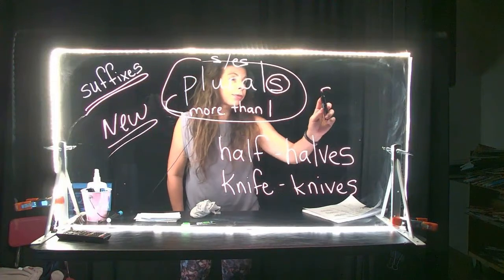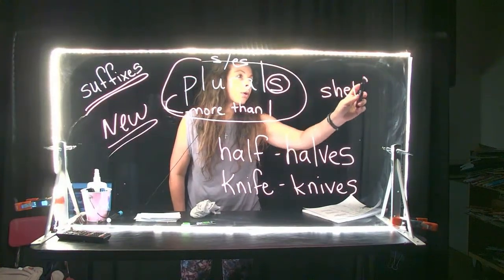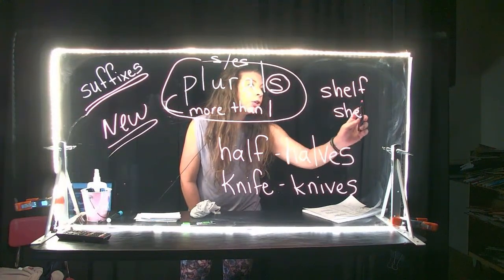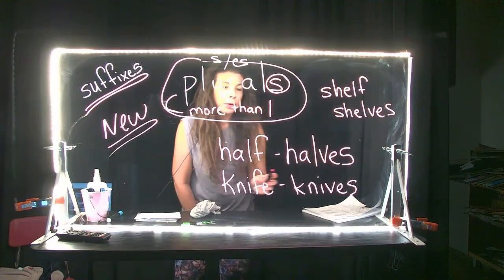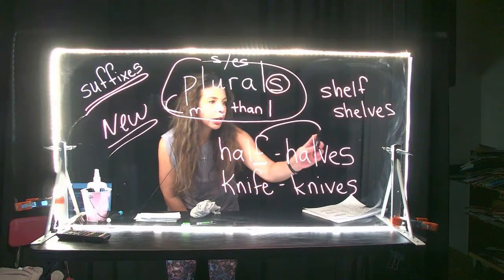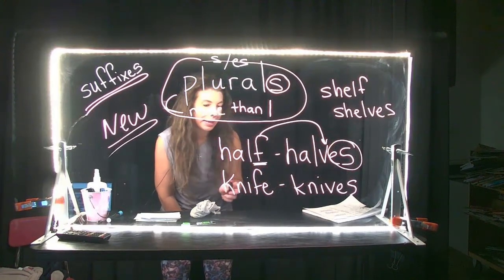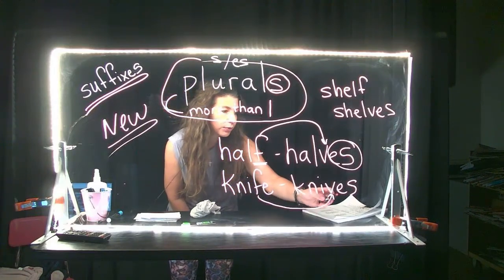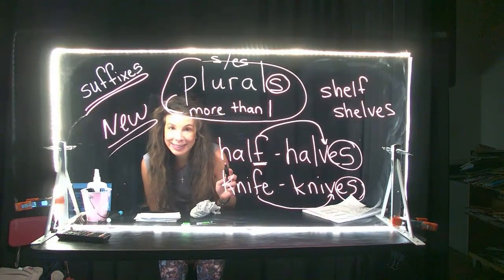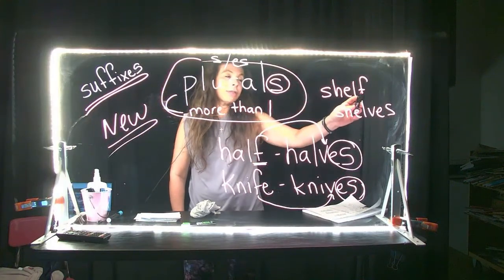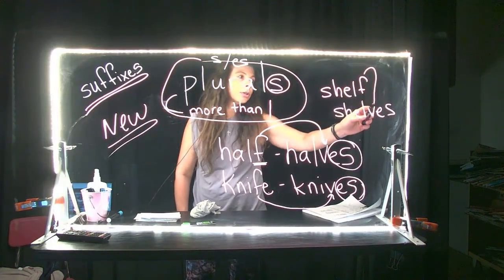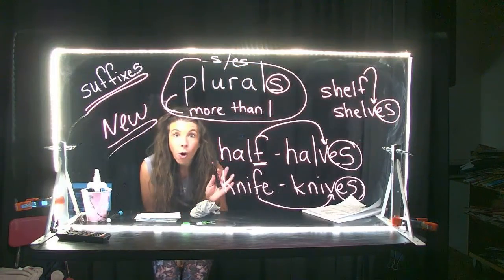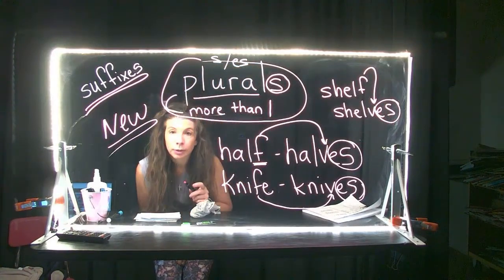In the word shelf, one shelf, many shelves. So if a word ends with F, the F changes to a V and you add ES. If the word ends with an FE, you still change the F to a V and add the suffix ES. If a noun ends with an F, you change the F to a V and you add ES. That's all you need to know about plurals, more than one noun.